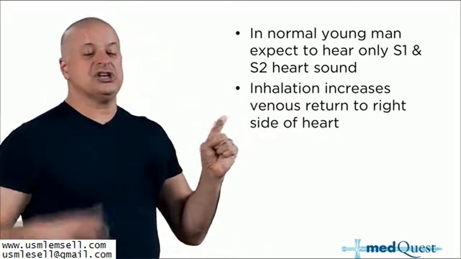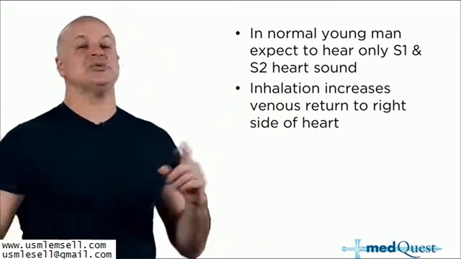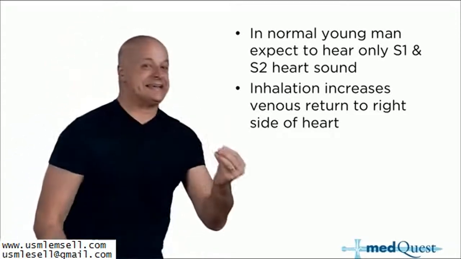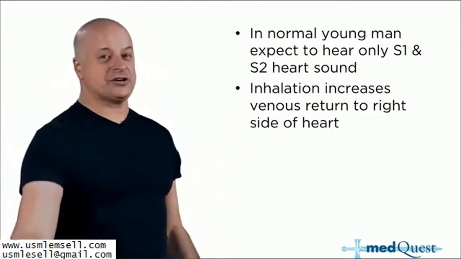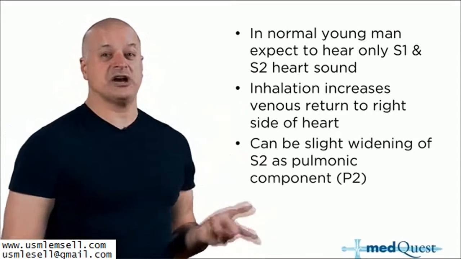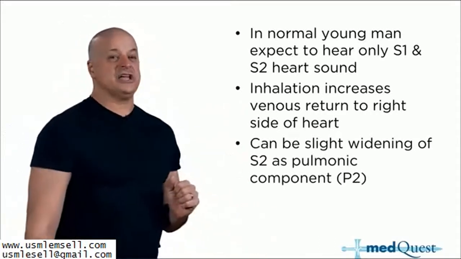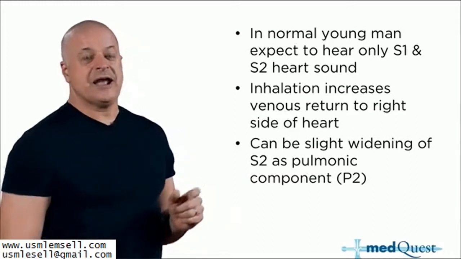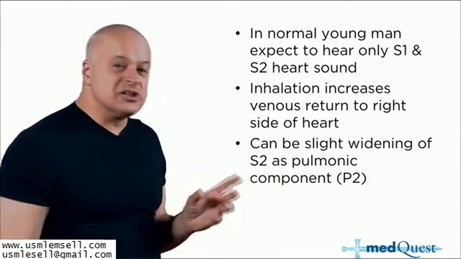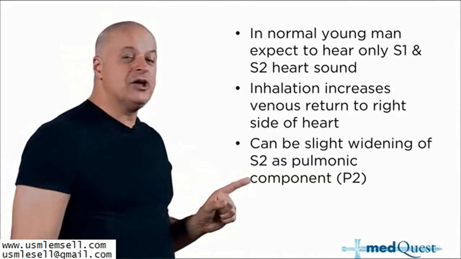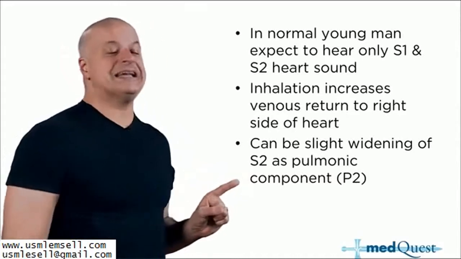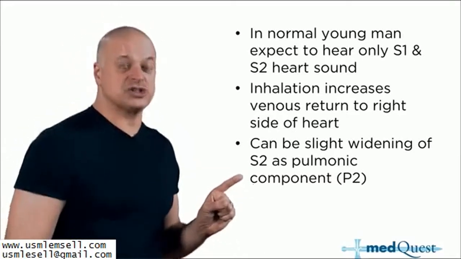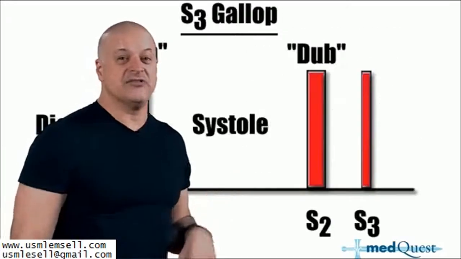Right-sided lesions increase in intensity when you inhale because inhalation increases venous return to the right side of the heart, and exhalation increases venous return to the left side of the heart. That's why you can have a little splitting when you inhale, because you're increasing venous return to the right side of the heart.